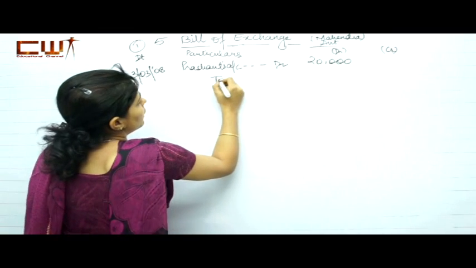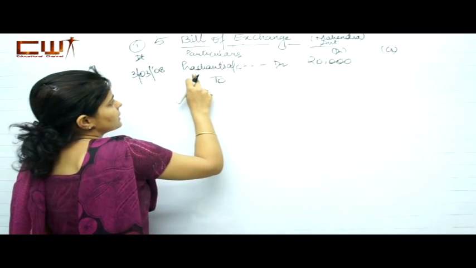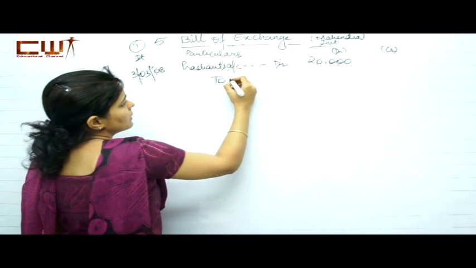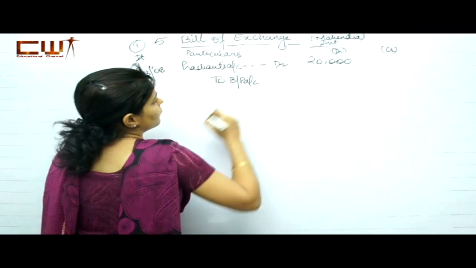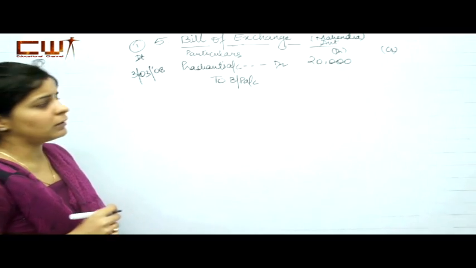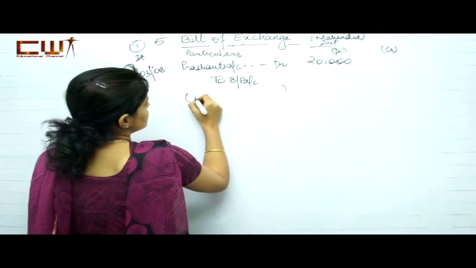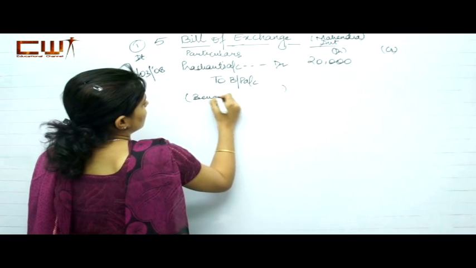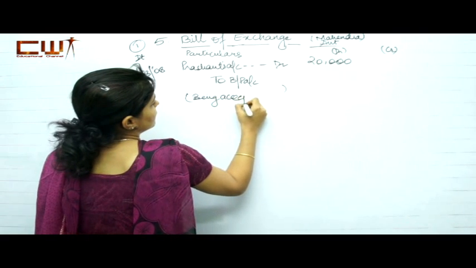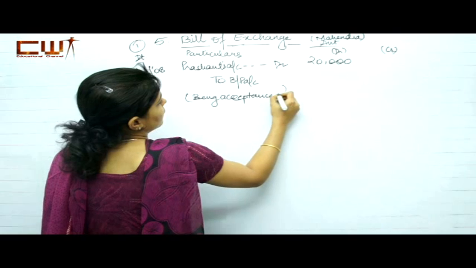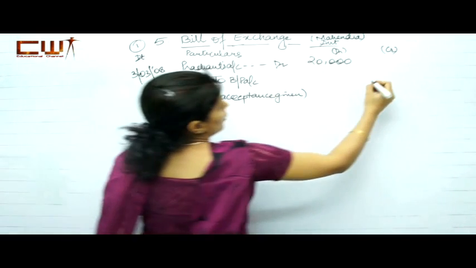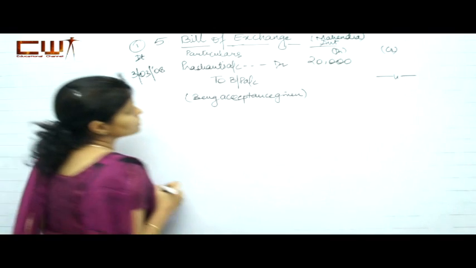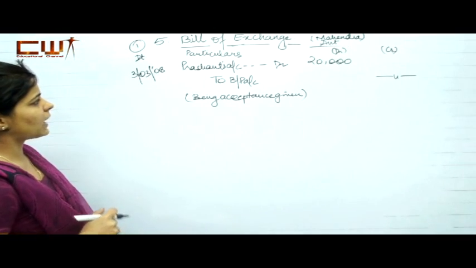This is debit and this is credit. And to what? That bill receivable will be an asset for Prashant and a liability for Mahendra. So it will be bills payable account that will be credited. So bills payable is credited. Being acceptance given. How much? 20,000. Alright. So this is when he accepts it.